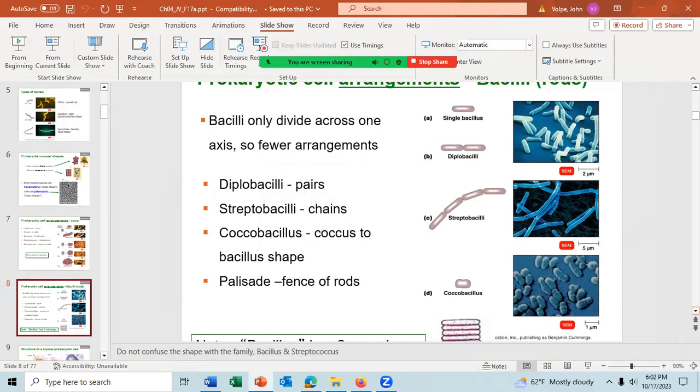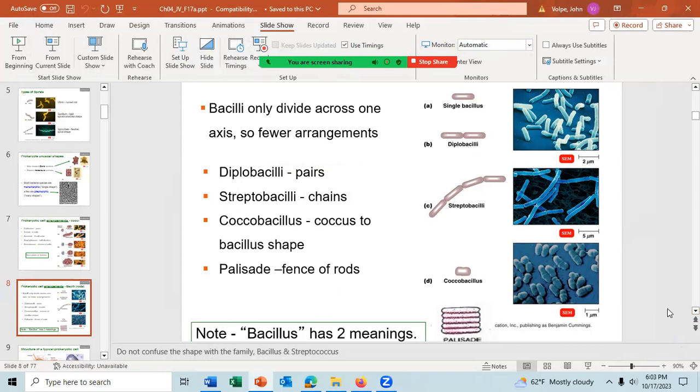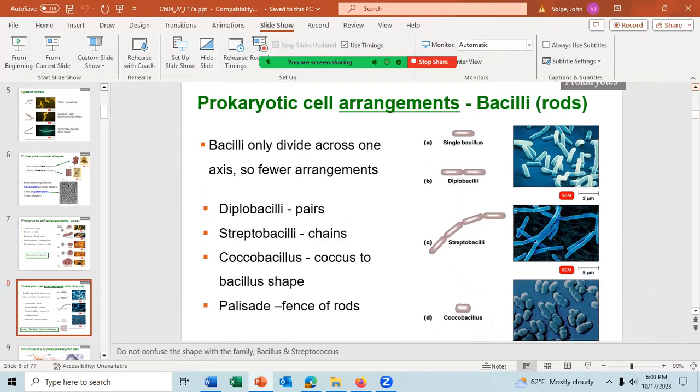I think that's it. Oh, I should note that when you're talking about bacillus, it does have two meanings. There is a capital B Bacillus that is a family of bacteria. If it is a lowercase b bacillus, we mean the shape of a cell.